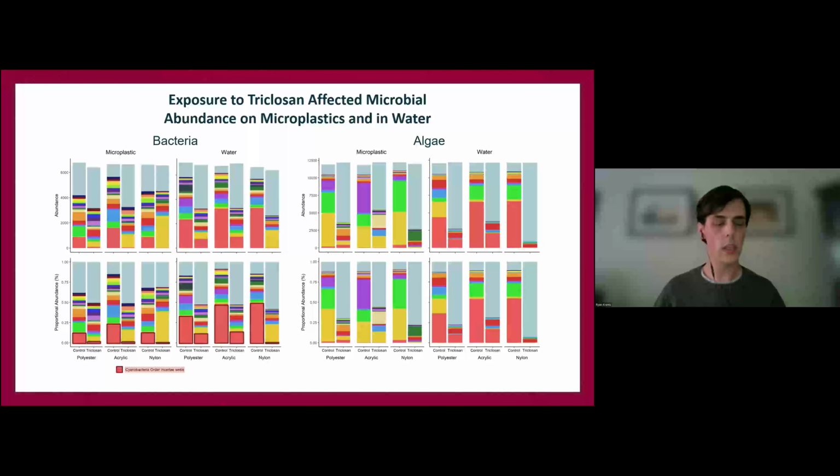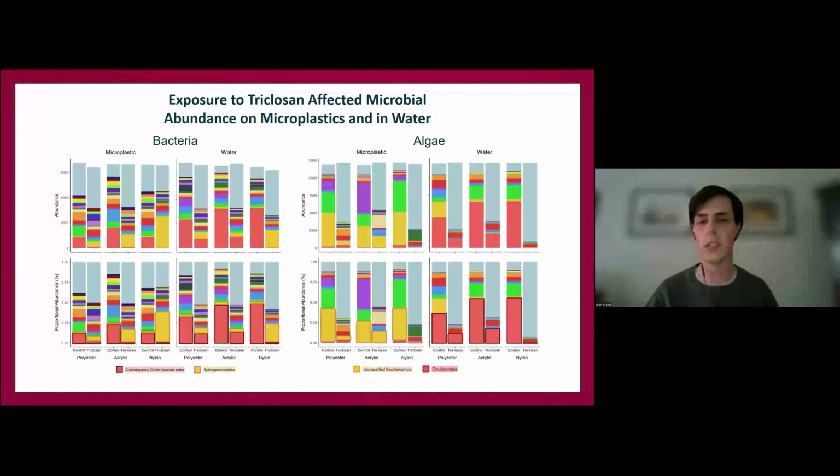that orders that are particularly abundant in control samples dramatically decrease in abundance in triclosan treated samples. We see this in bacteria, but we also see a coinciding increase in some previously not very abundant orders, which is interesting. But the same trend extended almost to a more dramatic effect with algae.